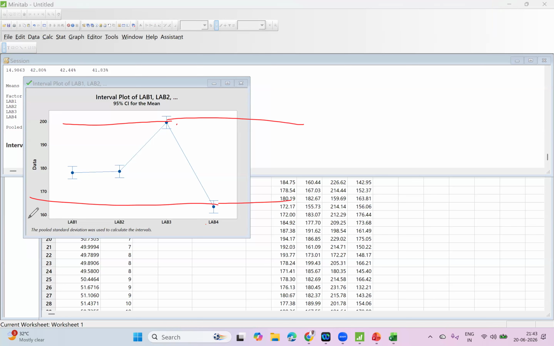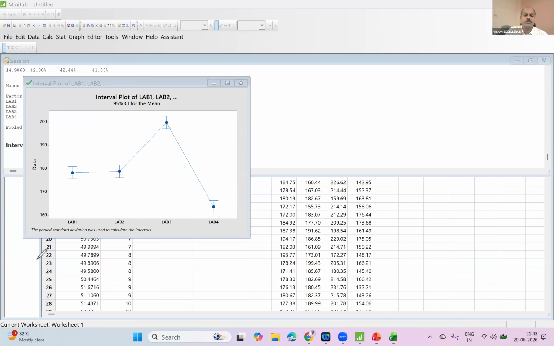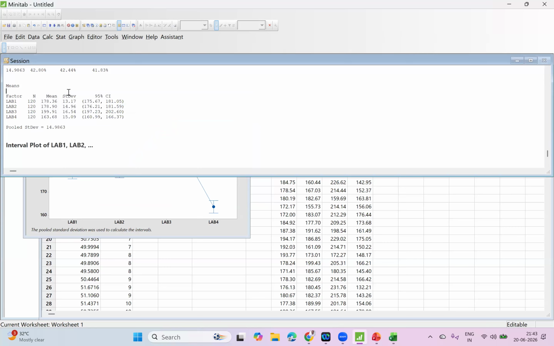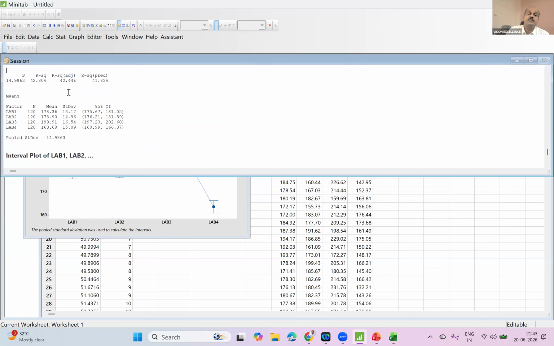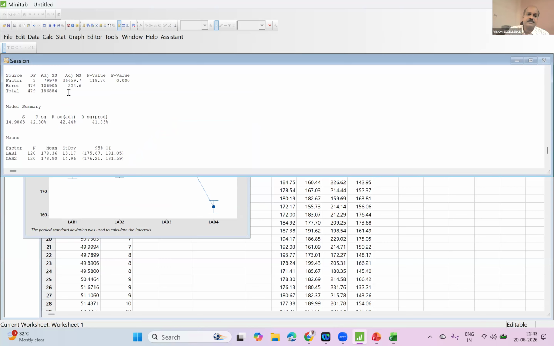If you don't want to read like this, go to your ANOVA table. What about between lab 1 and lab 2, if we want to analyze? Yeah, I'll come to that. First, ANOVA is an overall comparison.